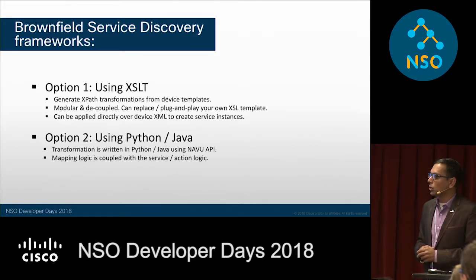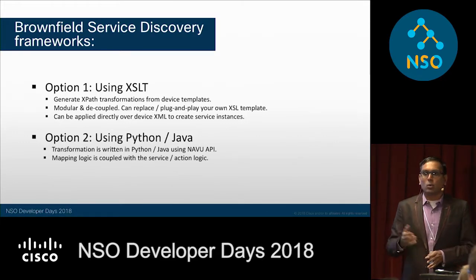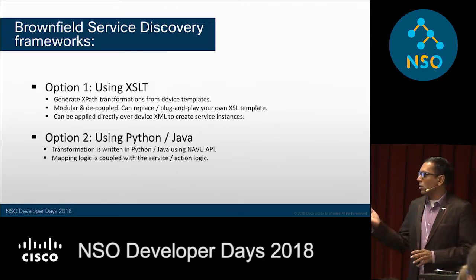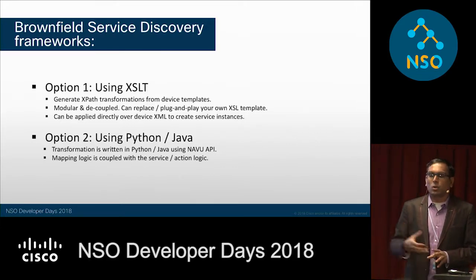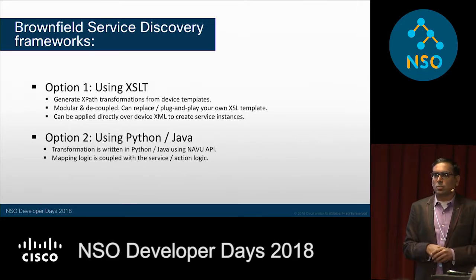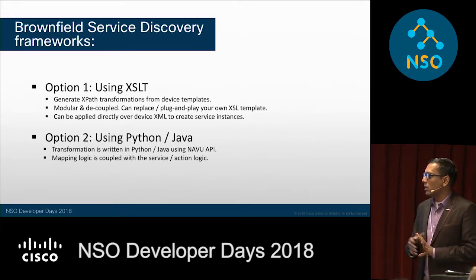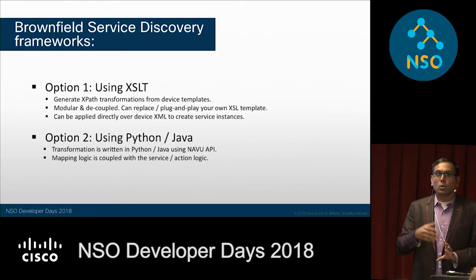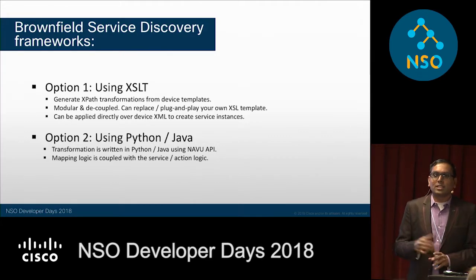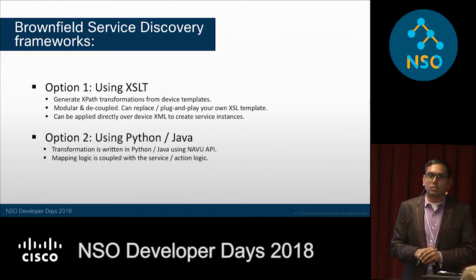And option 2 is to use Python and Java. So now API is pretty elegant, and we also have the Python APIs to be able to get those and write the transformation logic in either Python or in Java, and to use the action layer that is similar to what Dan had demonstrated in his demo yesterday.